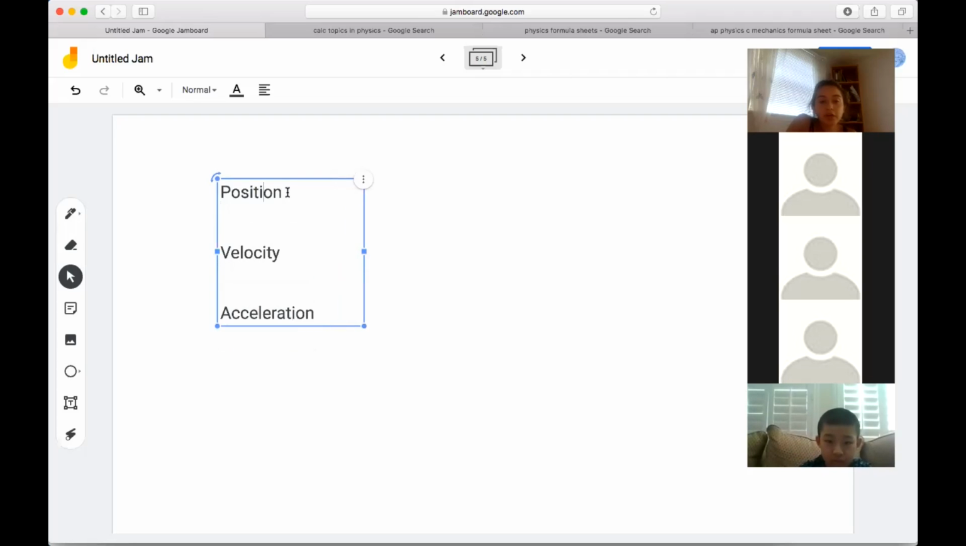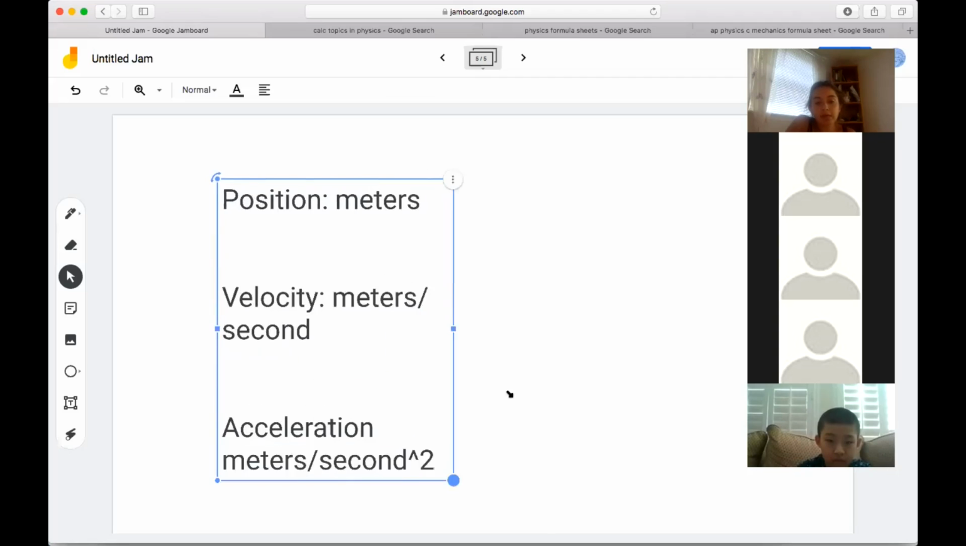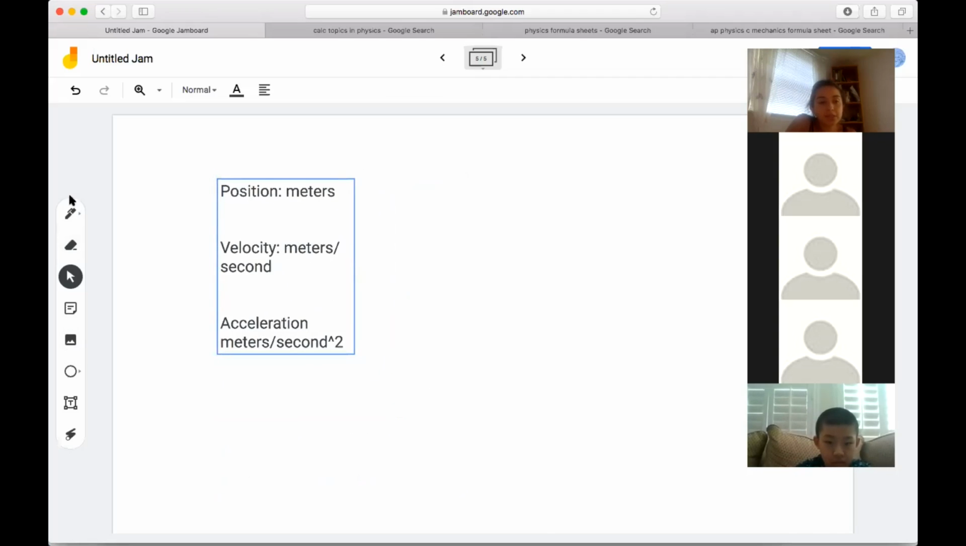In position, our unit is usually meters, or it could be centimeters, but the scientific unit for position is meters. Velocity is meters per second, and acceleration is meters per second squared. So let's say you have an equation for position. On the AP test, it might give you a position function.